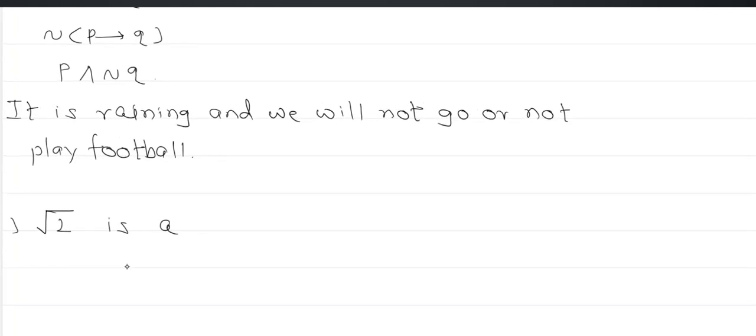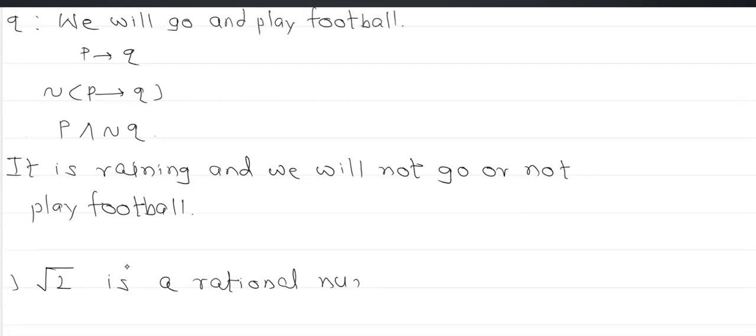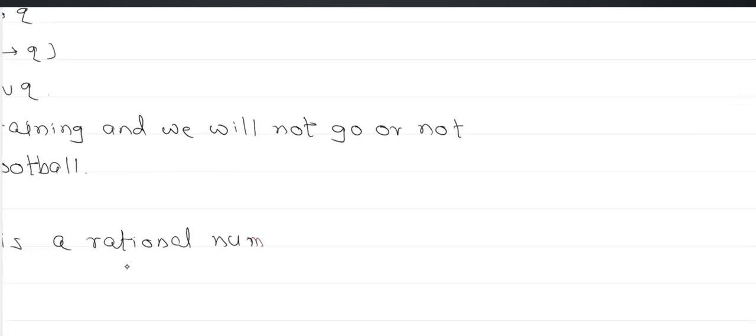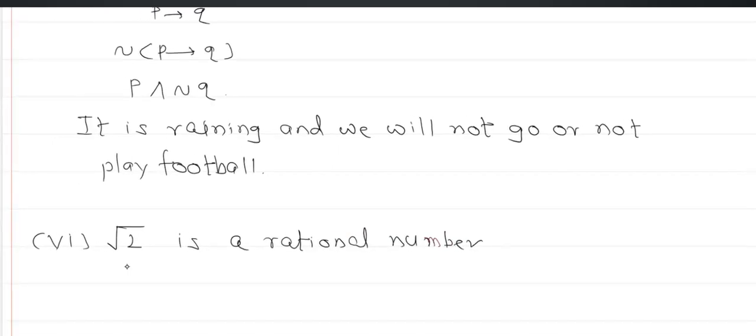Sixth, root 2 is a rational number. It's very simple. Root 2 is a rational number. The negation is: root 2 is not a rational number, and we know that it is an irrational number.